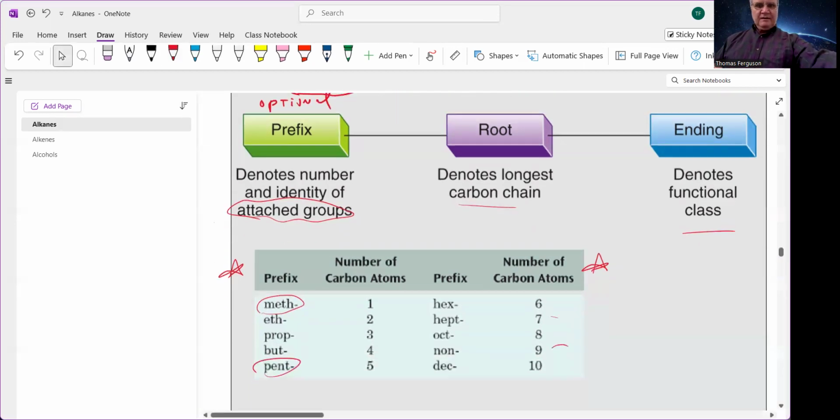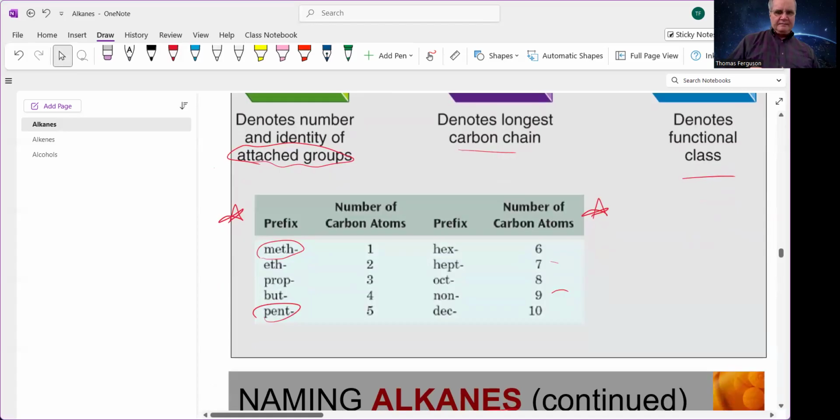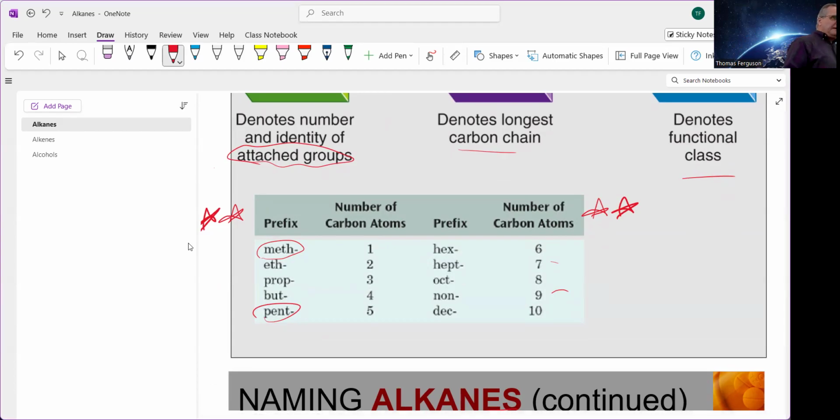Okay, and we need to also understand that we have a prefix that's keyed into the number of groups, whether it's carbons or functional groups or whatever. This you need to know. You'll be using that every day, and you won't have to memorize it because you'll automatically get to know it. And notice there's a dash there. So these are like prefixes.